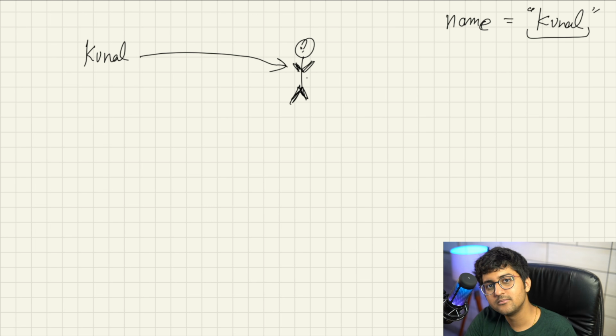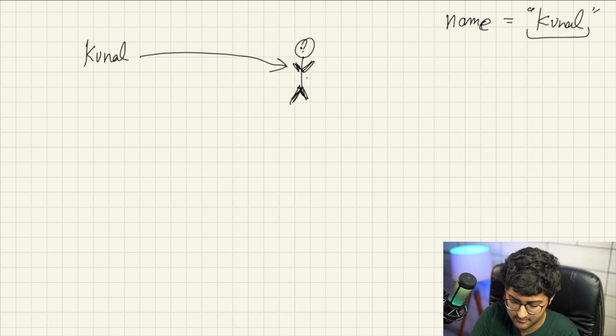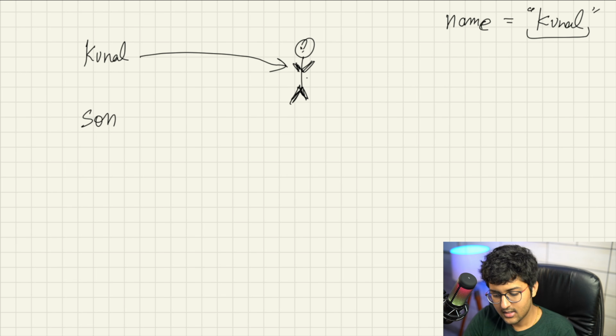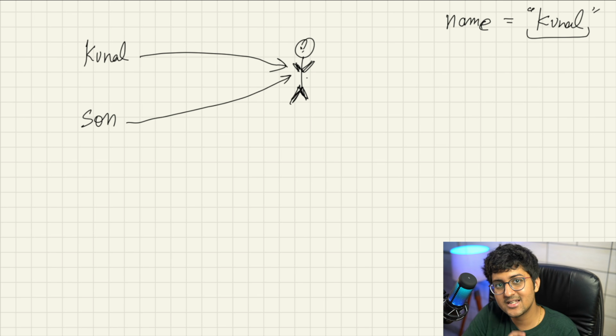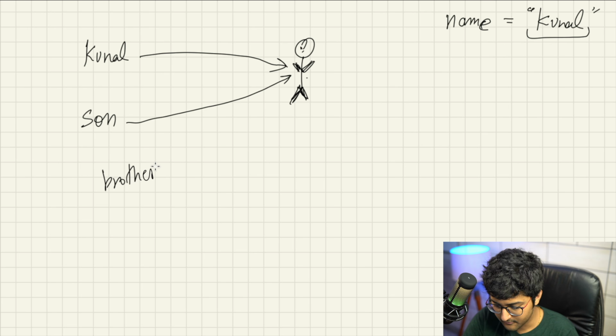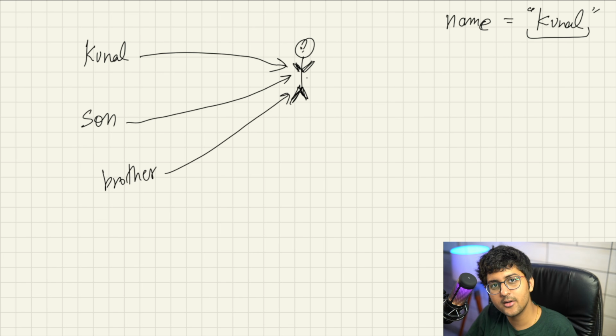Let's say my mom also calls me something. She does not call me Kunal. She calls me son. Son is also the same person. If my mom calls me Kunal, the same person is being called. If my mom calls me son, the same person is being called. If my sister calls me brother, the same person is being called.